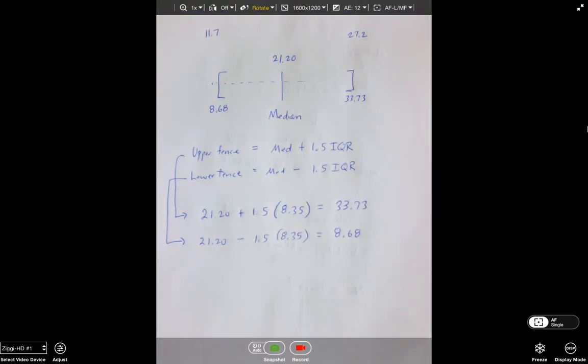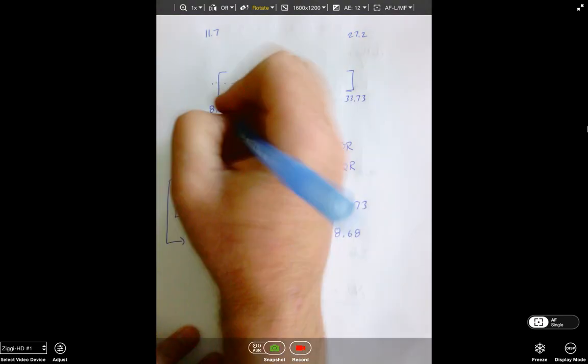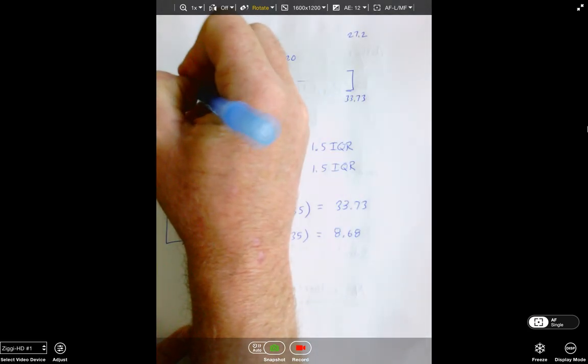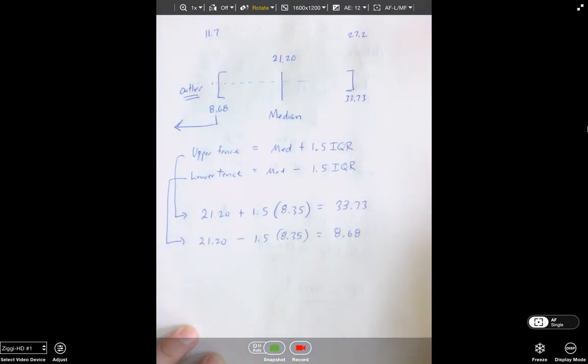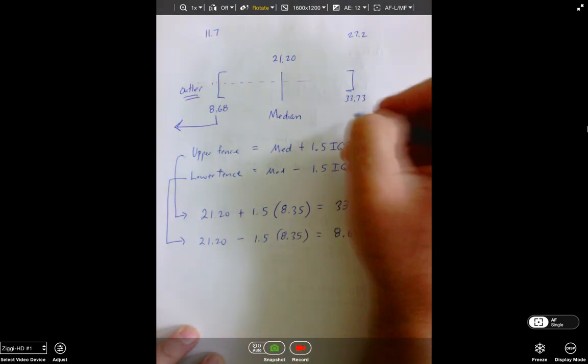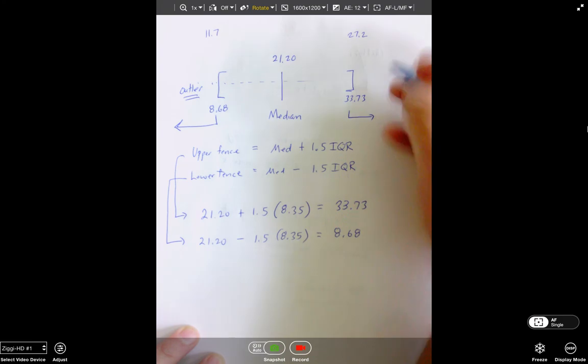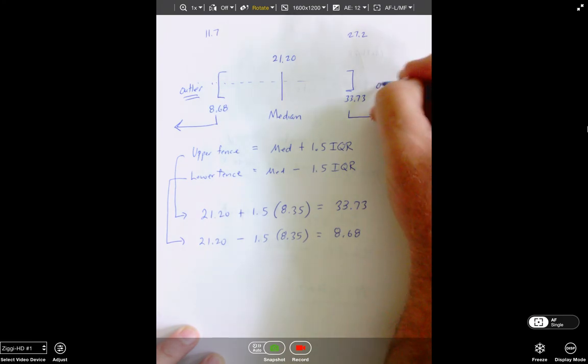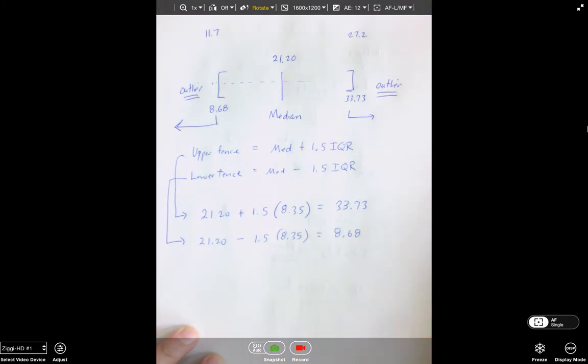So guys, if I have any value below 8.68, this is called an outlier. It would be a low outlier. If I have any value above 33.73, this is referred to as a high outlier.